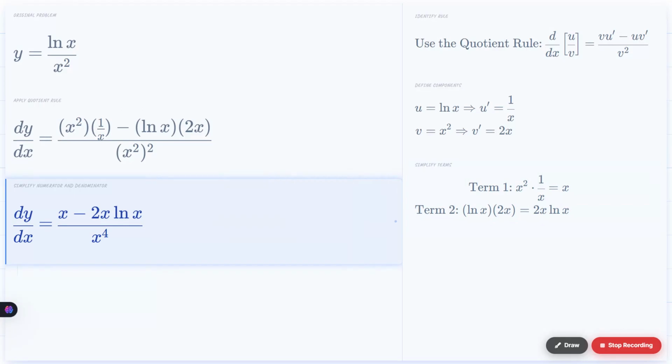We write the new fraction with our simplified parts. We do this to see the current state of our answer. The top is now x minus 2 times x natural log of x, and the bottom is x to the 4th power.